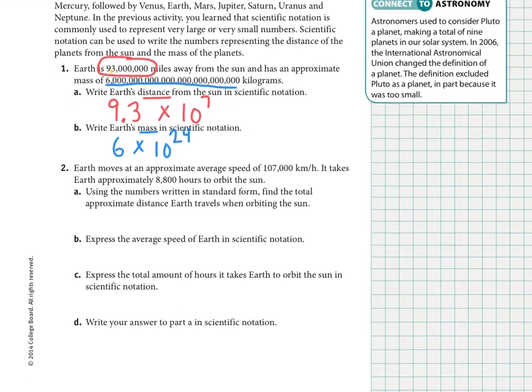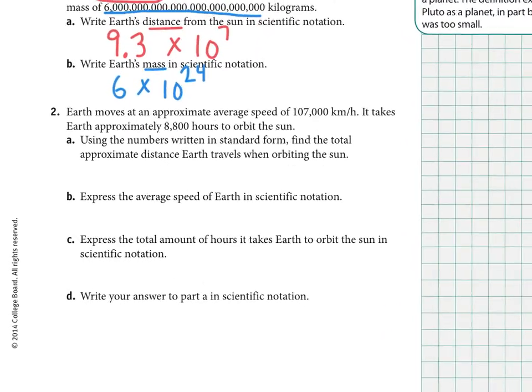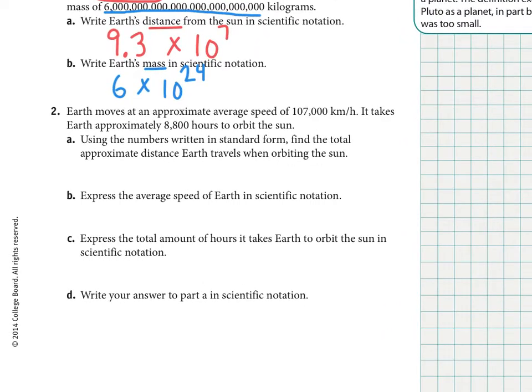Let's move ahead. So Earth moves at an approximate average speed of 107,000 kilometers per hour. Okay, so pretty fast. It takes Earth approximately 8,800 hours to orbit the sun. So using these numbers, can we find the approximate distance the Earth travels when orbiting the sun?